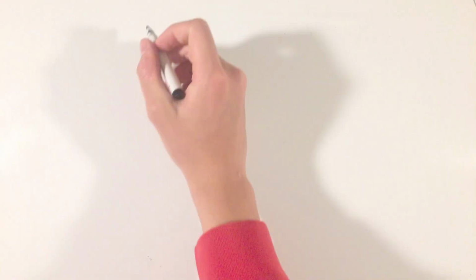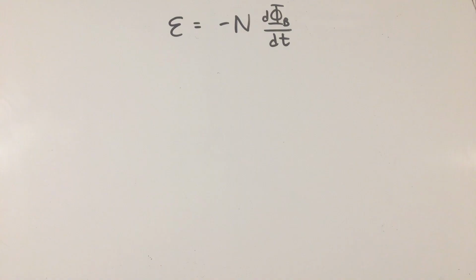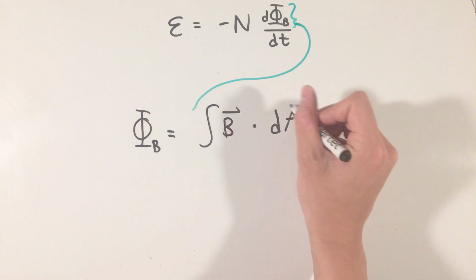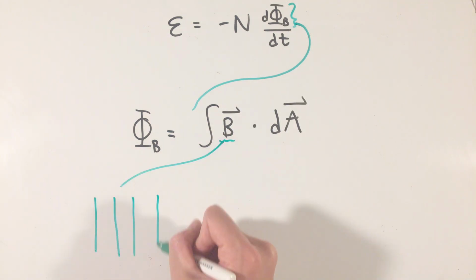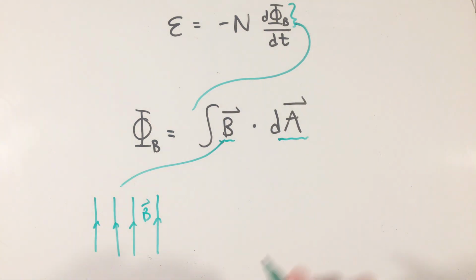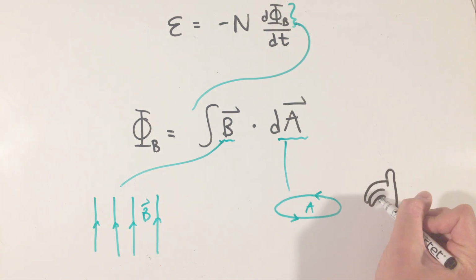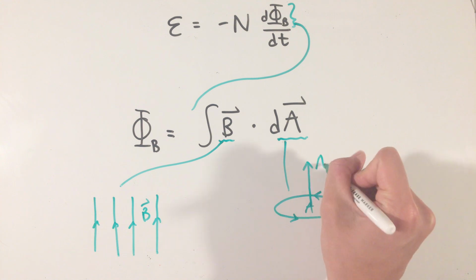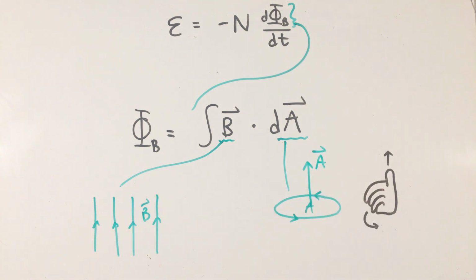At the most fundamental level, Faraday's law states that a changing magnetic flux can induce an EMF, or potential difference. The magnetic flux is defined as the integral of the dot product between the magnetic field and area vectors, where the area vector has a magnitude of the shape's area with a direction that's given by the right-hand rule, curling your right hand's fingers around the area loop with your thumb pointing in the vector A's direction.